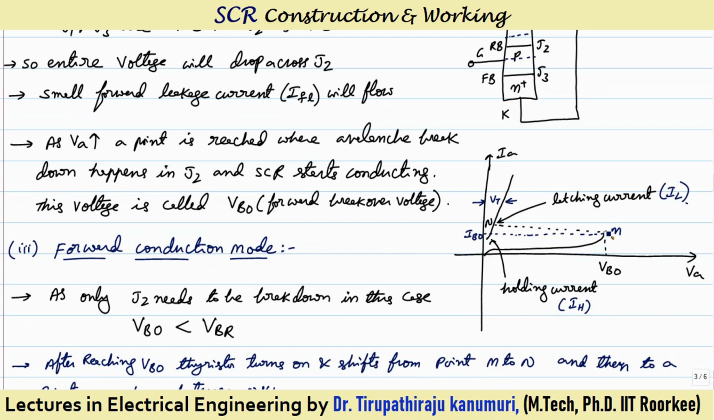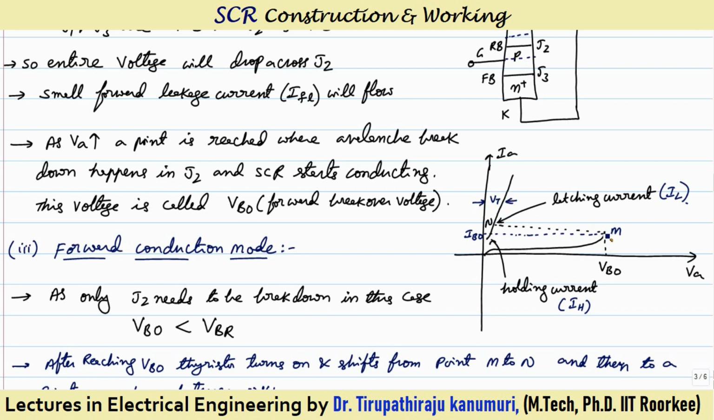When the avalanche breakdown happens, the current will suddenly rise, so it will shift from point M to N. That means the voltage across the thyristor will suddenly decrease from VBO to a very small value of about Vt. So it will shift to this line.